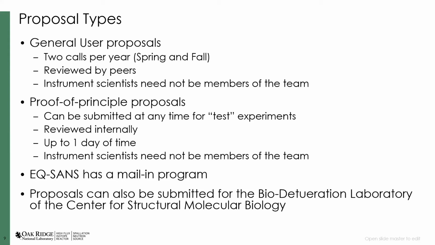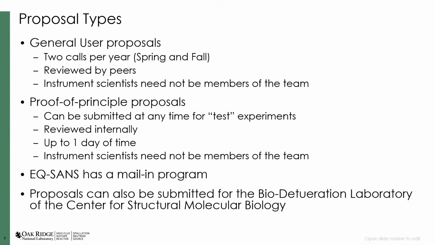There are some other proposal types that I'm not mentioning here directly. So Oak Ridge National Laboratory has discretionary time proposals, and you could reach out to an instrument scientist to talk about developing a collaboration to maybe get access to some of this discretionary time. This is a good way for people to build collaborations.